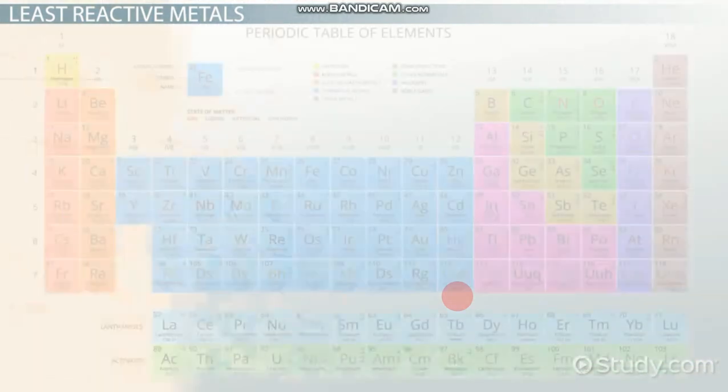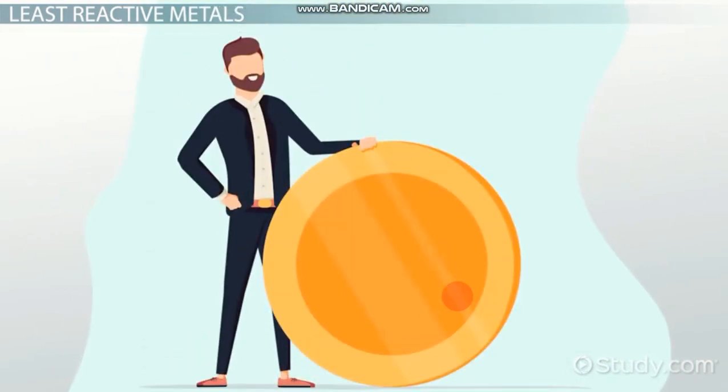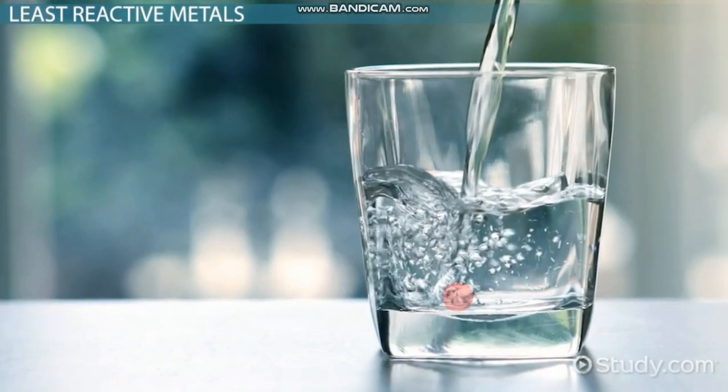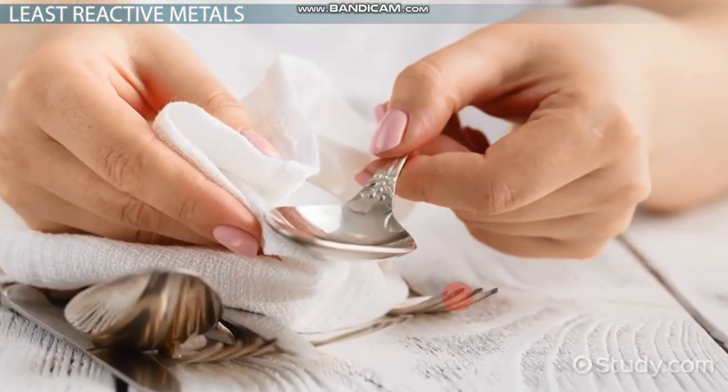Some of the least reactive metals are the heavier transition metals, such as copper, silver, mercury, and gold. Gold is so non-reactive that it's a very popular metal to use in jewelry. Let's go through the reaction of silver with a dilute acid, water, and oxygen. Silver doesn't react with either dilute acids or water, but it does react with oxygen.